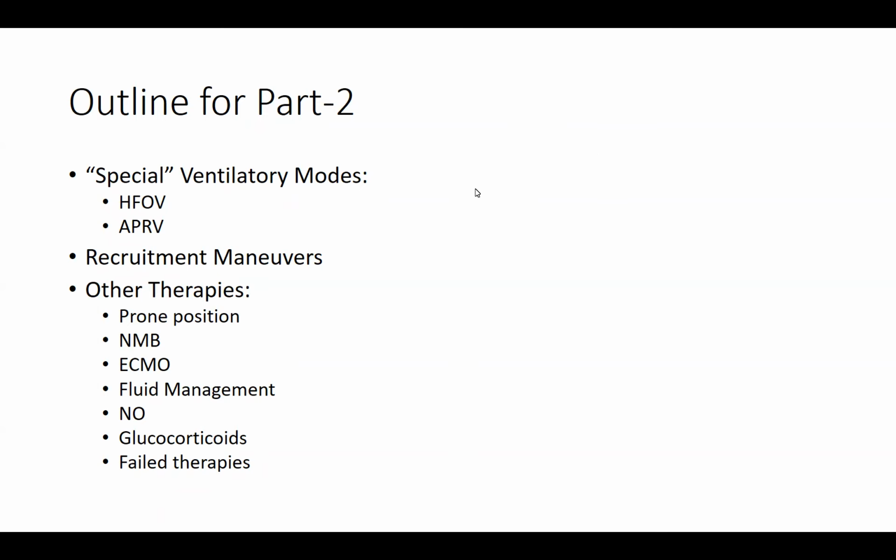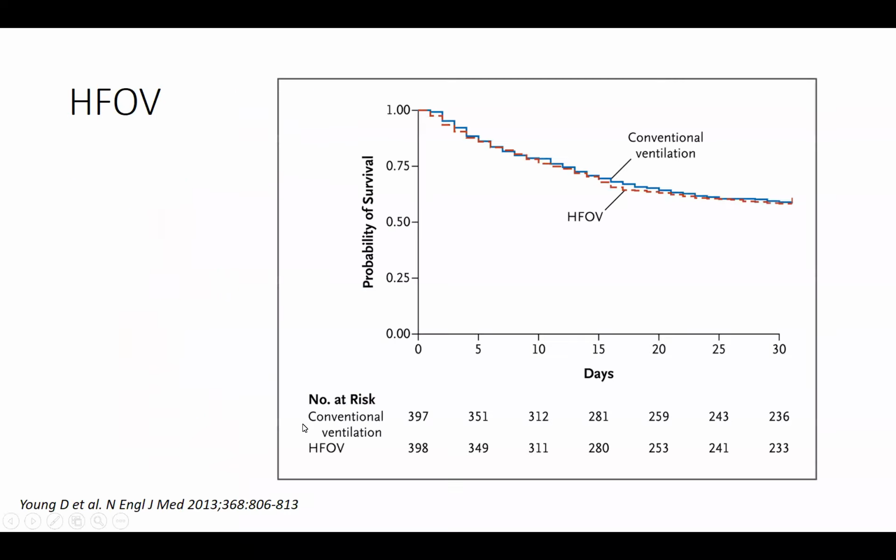We're going to be talking about special ventilatory modes, specifically high frequency oscillatory ventilation and APRV. We're going to be talking about recruitment maneuvers and other therapies, specifically prone ventilation, neuromuscular blockade, ECMO, fluid management, nitric oxide, glucocorticoids, and briefly in the end, some therapies that have been tried and failed. Again, feel free to stop me at any point if you have questions or if something is not clear.